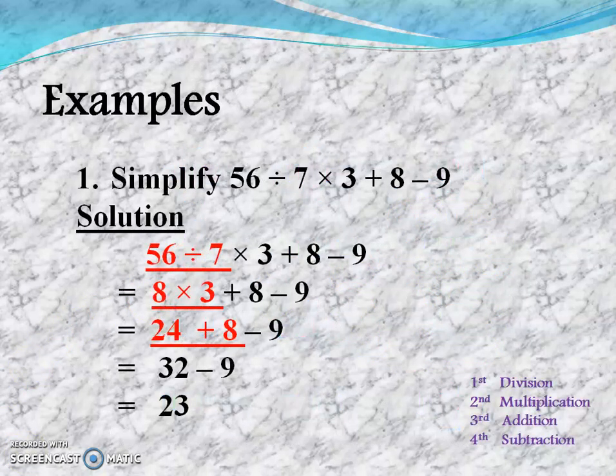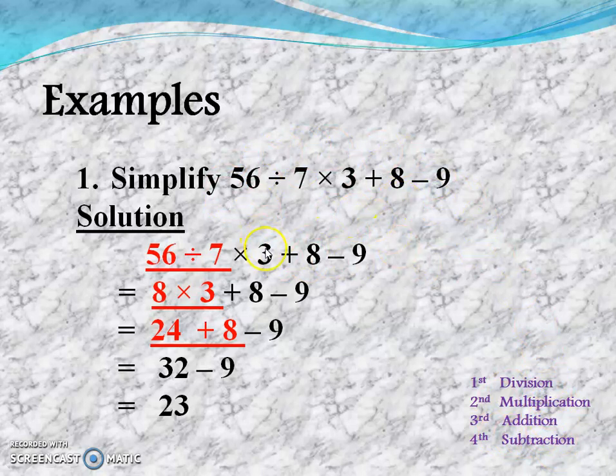Now let's see some examples. Example number 1. 56 divided by 7 multiplied by 3 plus 8 minus 9. Now remember students, we have learned the BODMAS rule. First we will divide, then we multiply, then add, then subtract. Here we don't need to use a bracket because there is no bracket in the question.